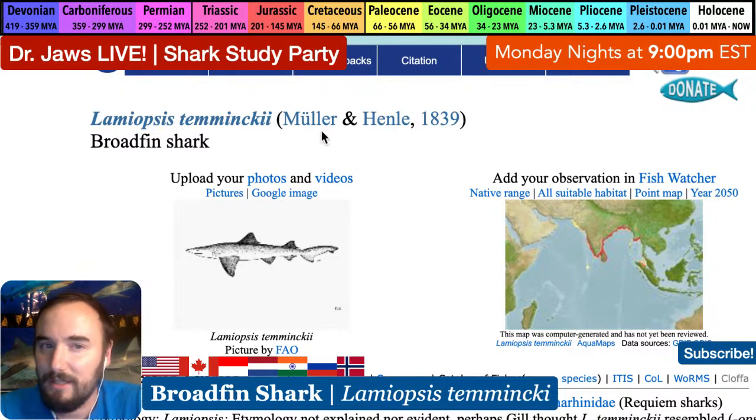This is kind of a tricky Latin name, temmincki. Lamiopsis temmincki, the broadfin shark, described by Müller and Henle in 1839. So this is actually one of the older species, or one of the first species of sharks described. Müller and Henle are very famous ichthyologists. They're actually the authors of the bull shark and quite a few other species.